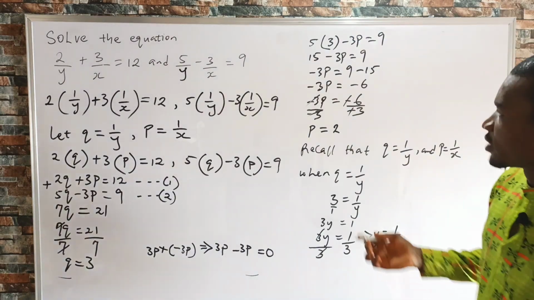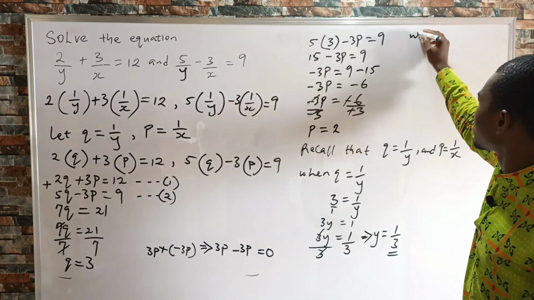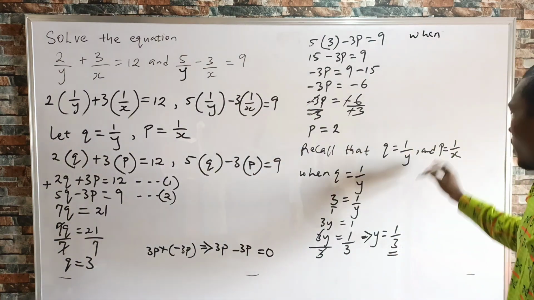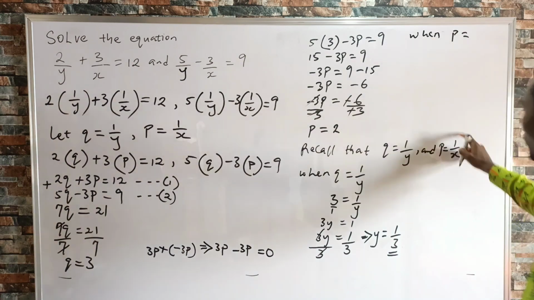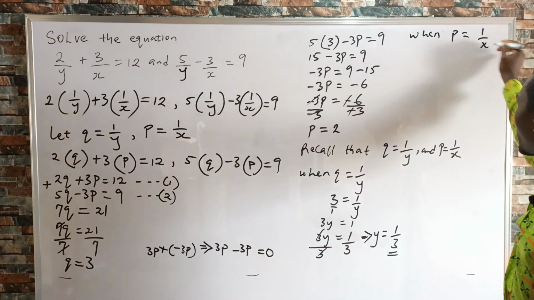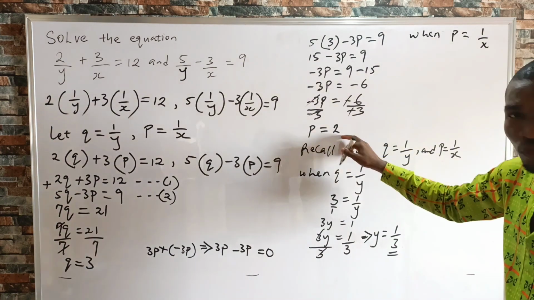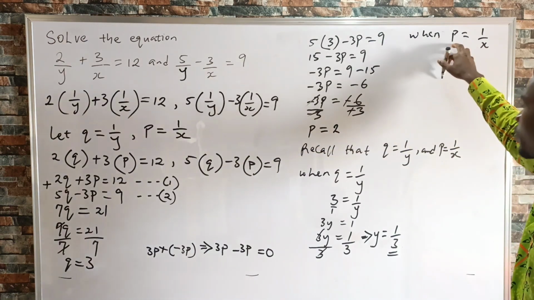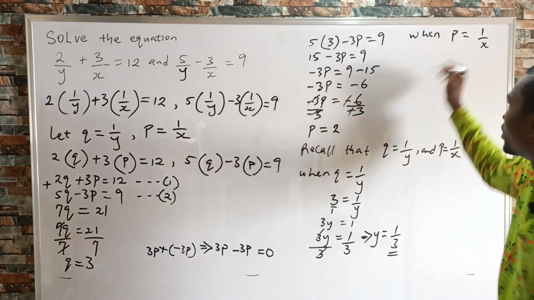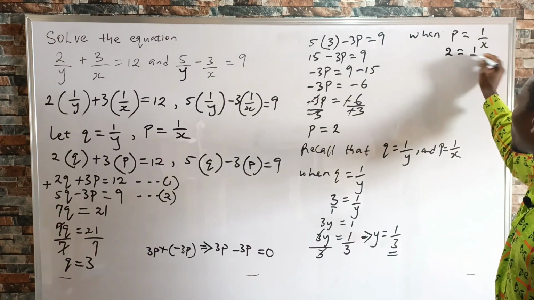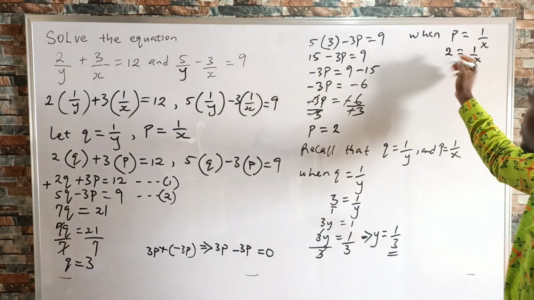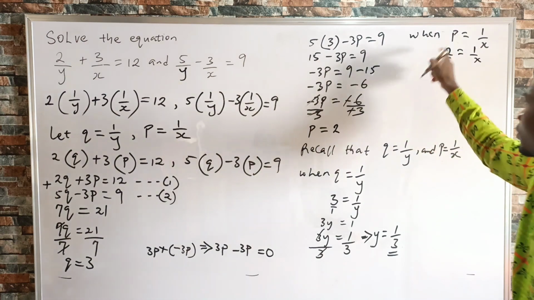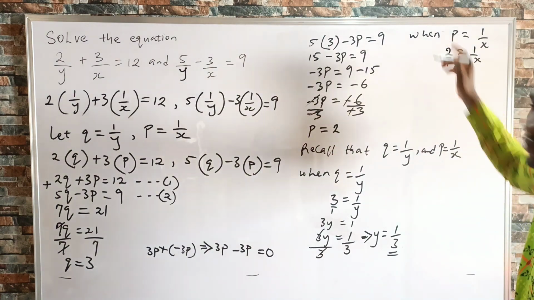Alright, let's also find the value of x. We say when our p is equal to 1 over x, remember that our p is now 2. Then we substitute p for 2 in this given equation. So wherever we see p, we replace it with 2, so that we have 2 is equal to 1 over x. Remember that 2 is the same thing as 2 over 1, because any number divided by 1 will still give you that same number.